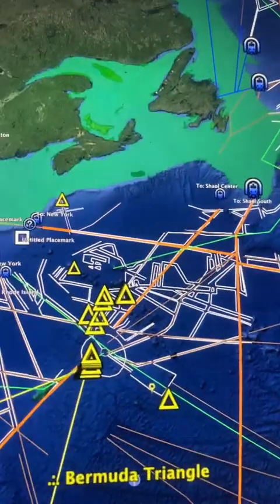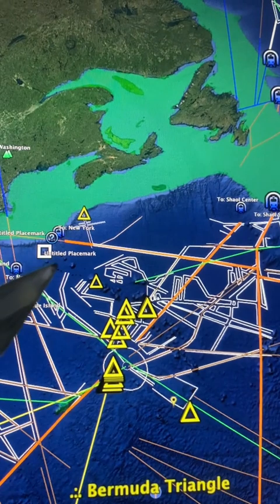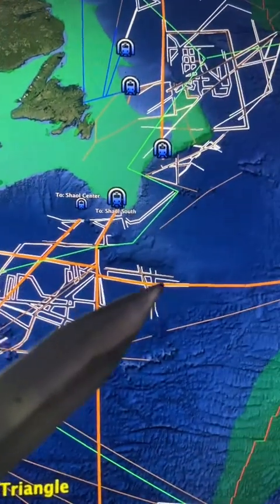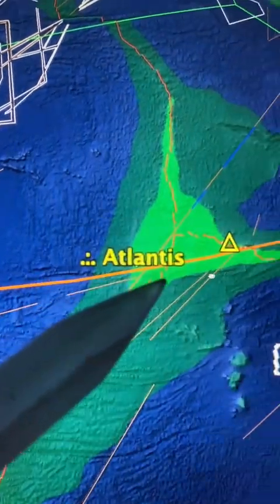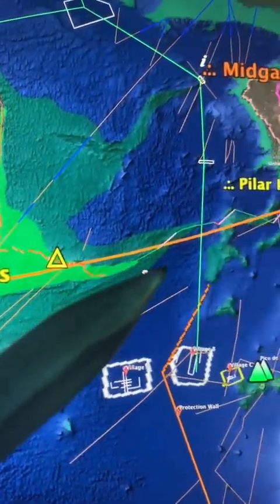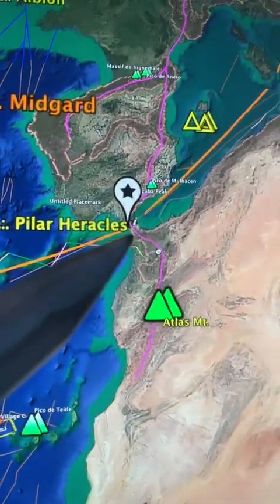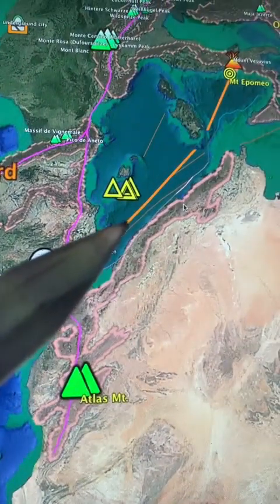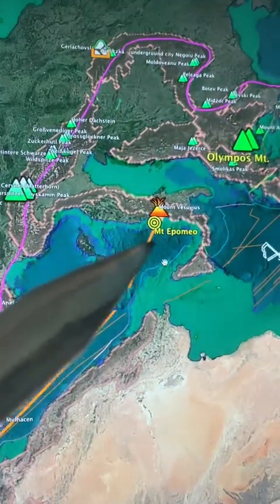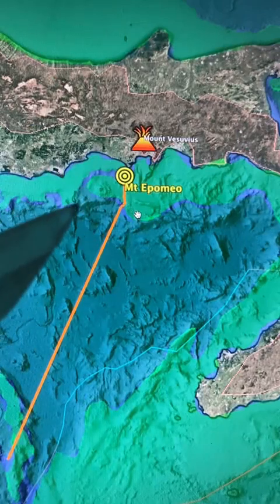Even to connect North America with Europe, you travel over, past the old Atlantis continent even, come on the Hercules, continue and stop in Mount Epomeo.